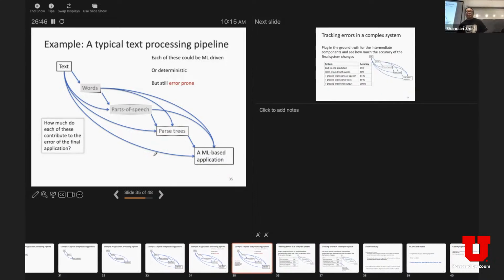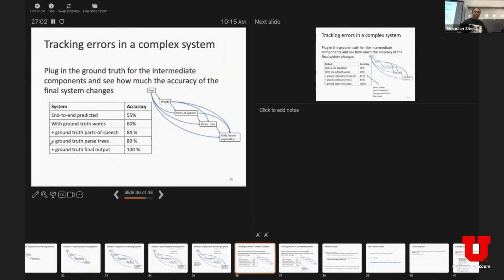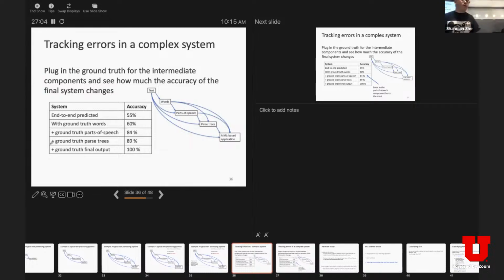Then once you have some error, how do we quantify or analyze how much each of these components contributes to the error, to the final prediction? So one commonly used approach is to gradually plug in the ground truth for the intermediate components and see how much the accuracy of the final system changes.